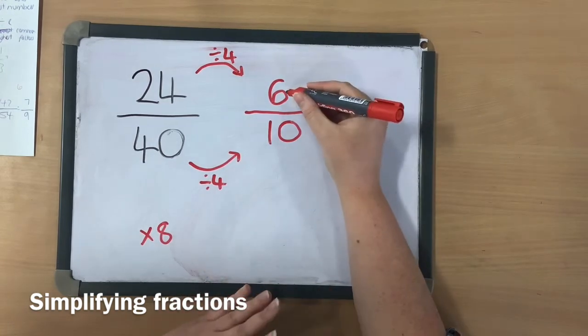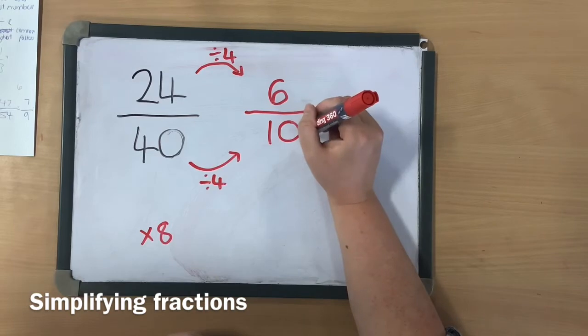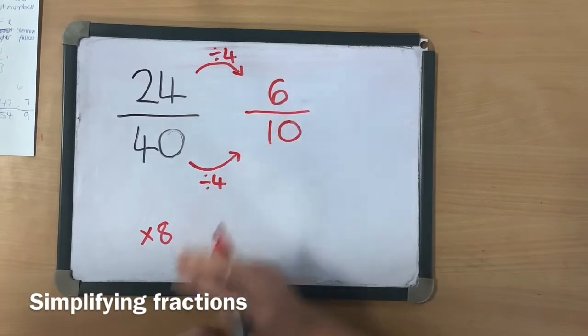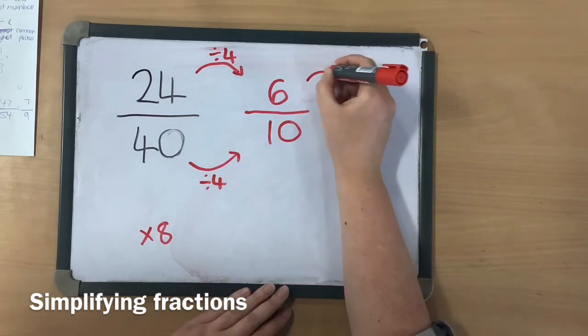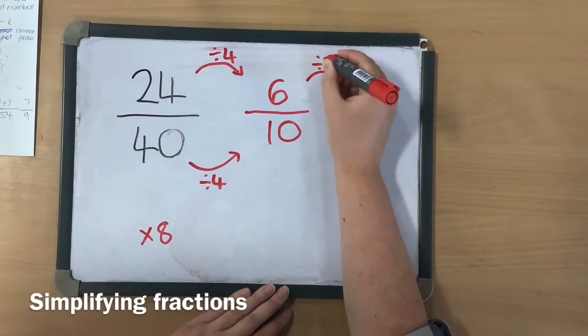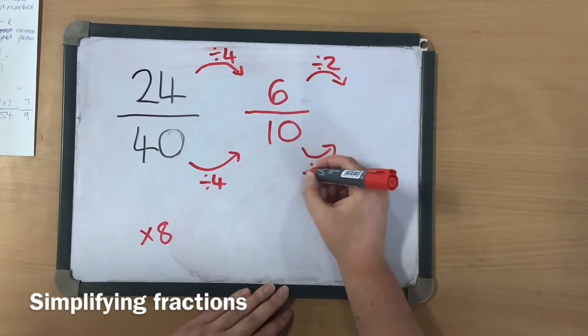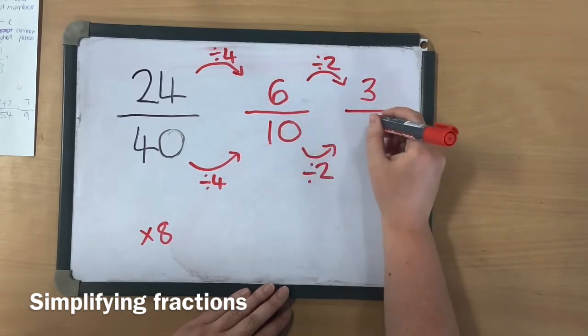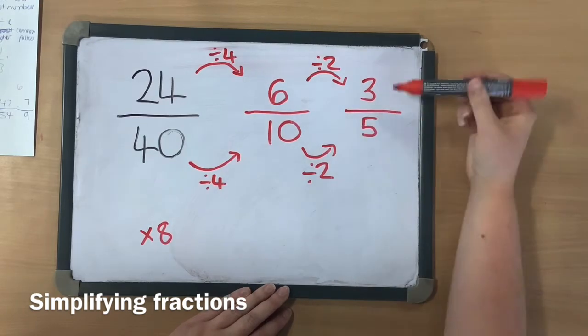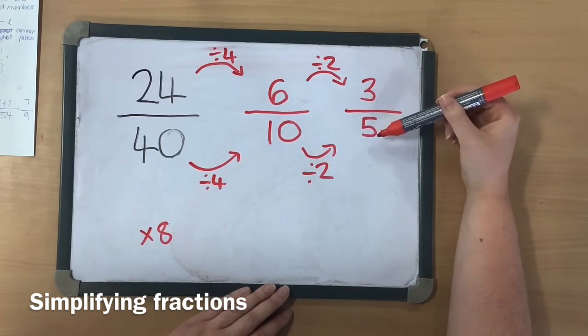So I'm going to look at the numerator 6, denominator 10. I need to find the highest common factor of 6 and 10, which for this will be 2. So I'm going to divide them both by 2. 6 divided by 2 is 3, 10 divided by 2 is 5, which gives me the answer of 3/5.